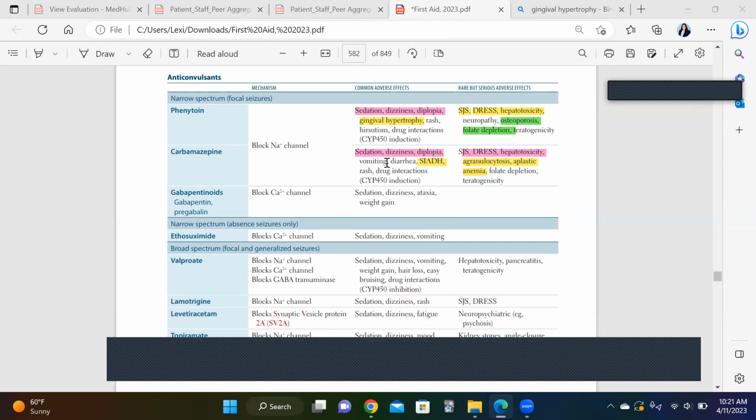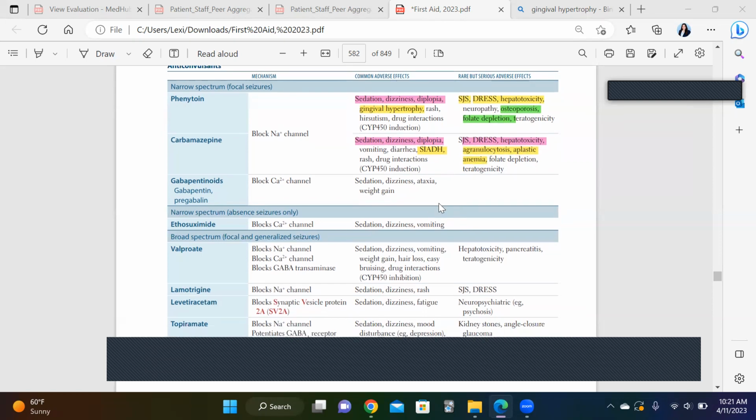Okay. So the big things I want to remember with these is that it can cause really, really serious side effects, folate depletion for both, agranulocytosis, these Stevens-Johnson syndromes. Okay.